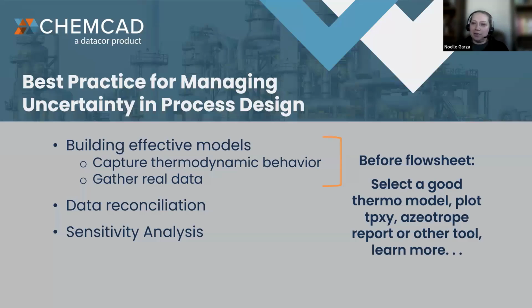Just to reiterate what we've talked about today, the best practice for managing uncertainty is to think about building effective thermodynamic models before even building your flowsheet: doing that background research, checking behavior, plotting your TXY, and using the azeotrope report tool to see if you have azeotropes forming, where they're forming, and which models are predicting them accurately. When we do all this legwork before building the flowsheet, it helps with confidence and gives better, more accurate outcomes.